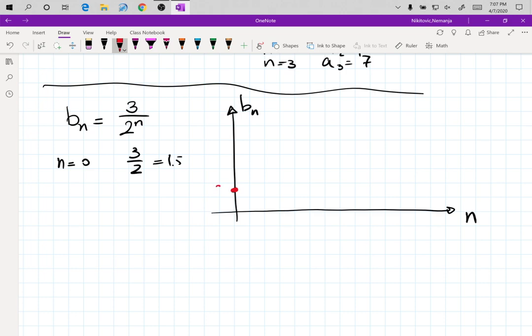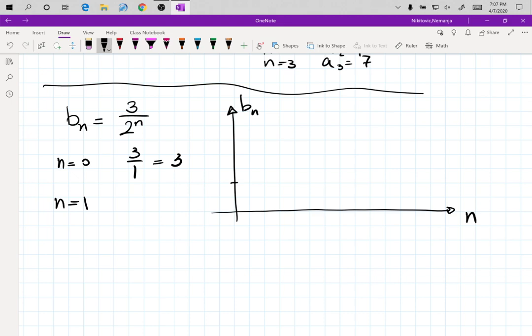That's 3/2. When n is equal to 0, we get a 1, sorry. 2 to the 0 is 1. So we get a 3.